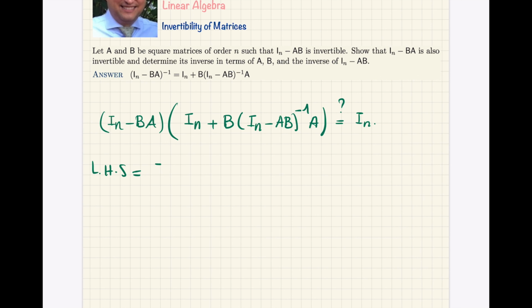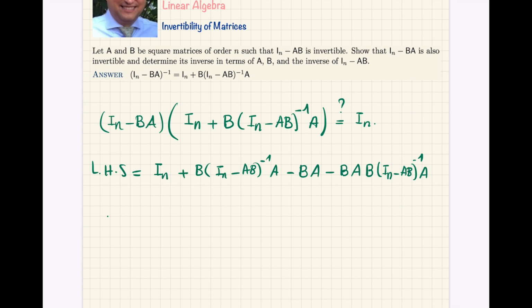So IN times IN is just simply IN. IN times the second term is just the second term. And then minus BA times I becomes minus BA. And then minus BA times the other matrix, you have to keep the order here, it's crucial. Minus BA times B (IN minus AB) to the minus 1 A. So that's the way that you have to multiply them.